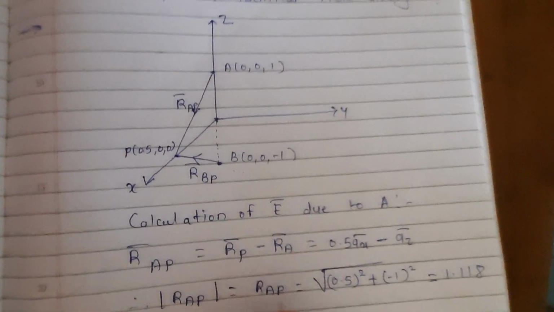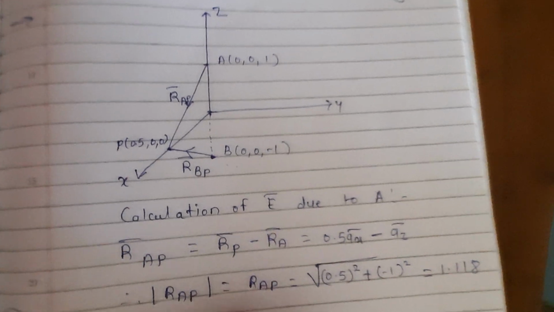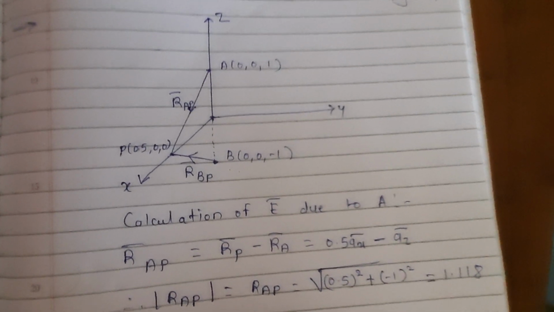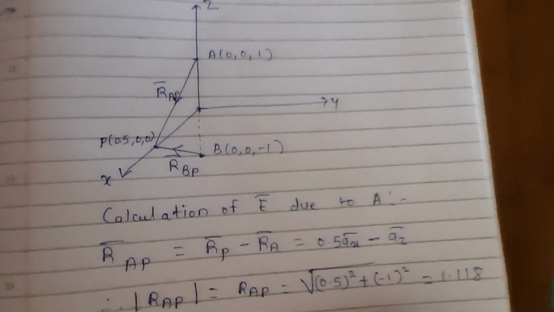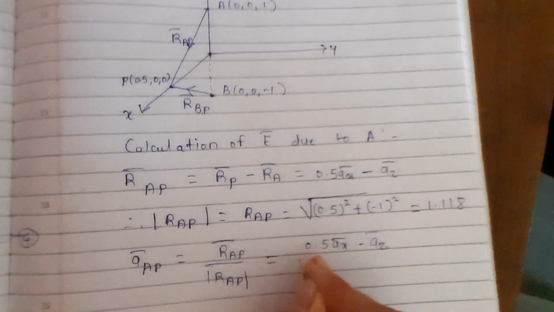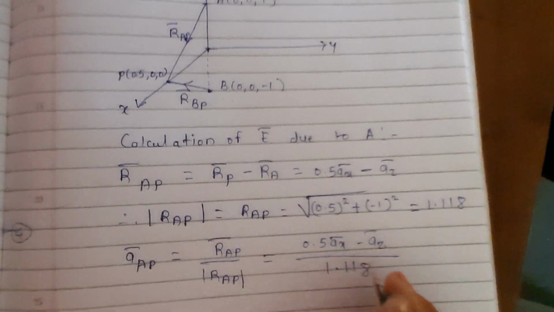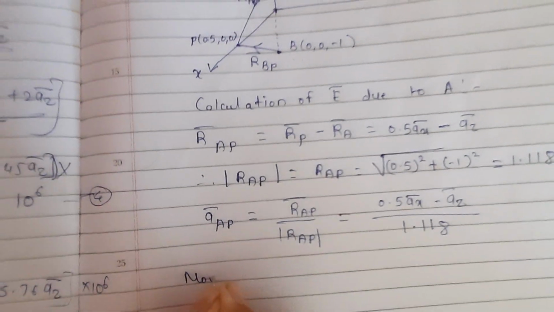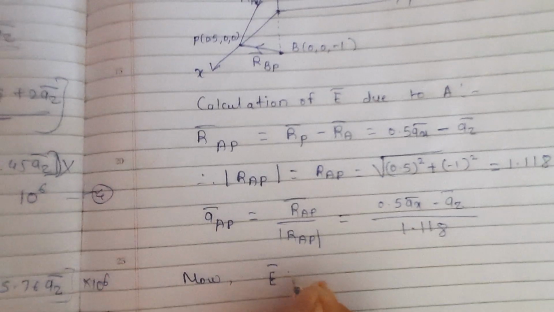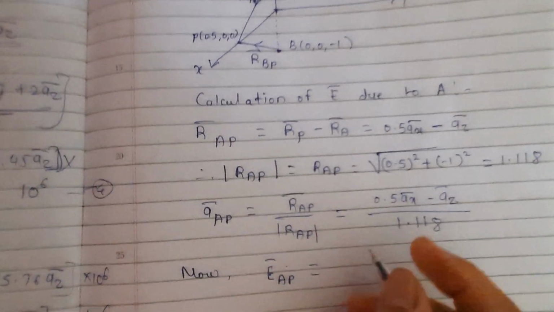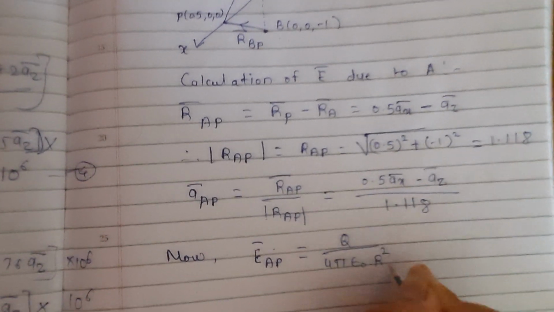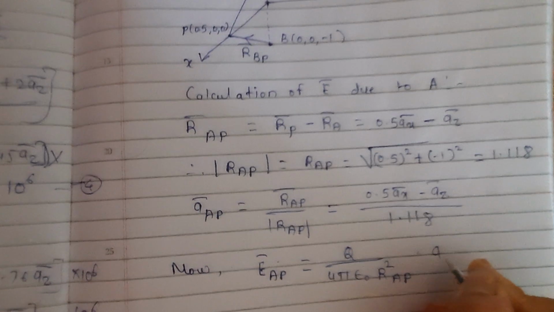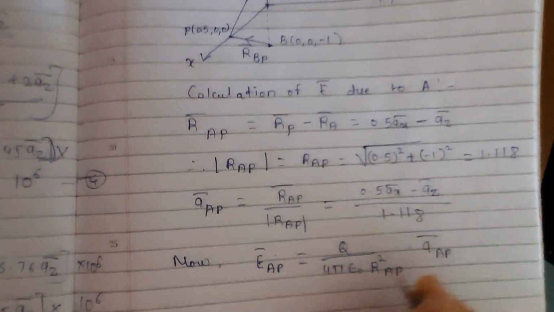From that we can write the unit vector a_AP bar as 0.5 ax bar minus az bar divided by 1.118. Now we have the formula: E_AP bar is equal to Q divided by 4 pi epsilon 0 R square AP into a_AP bar.